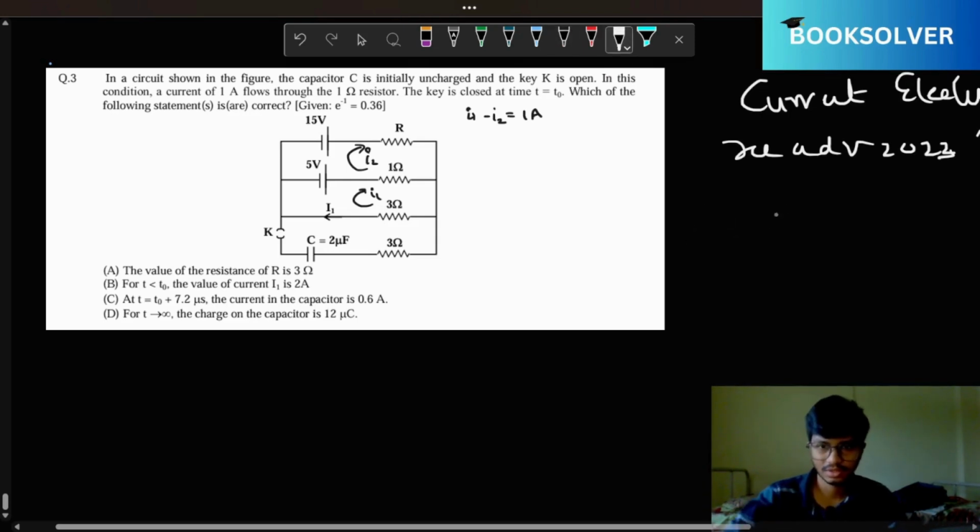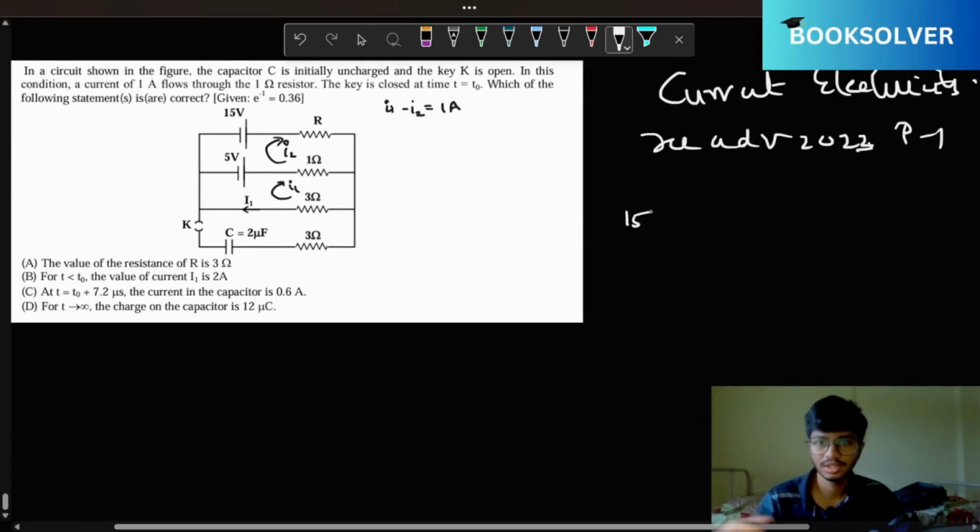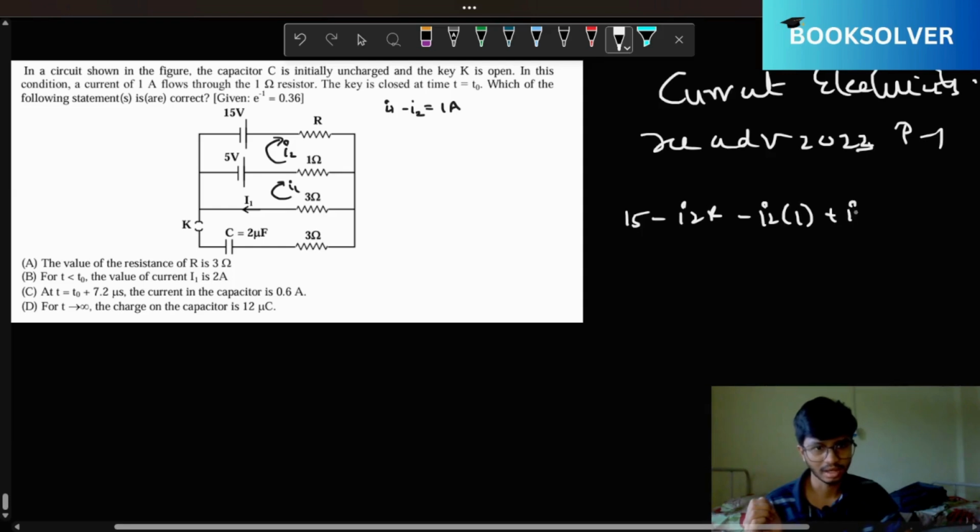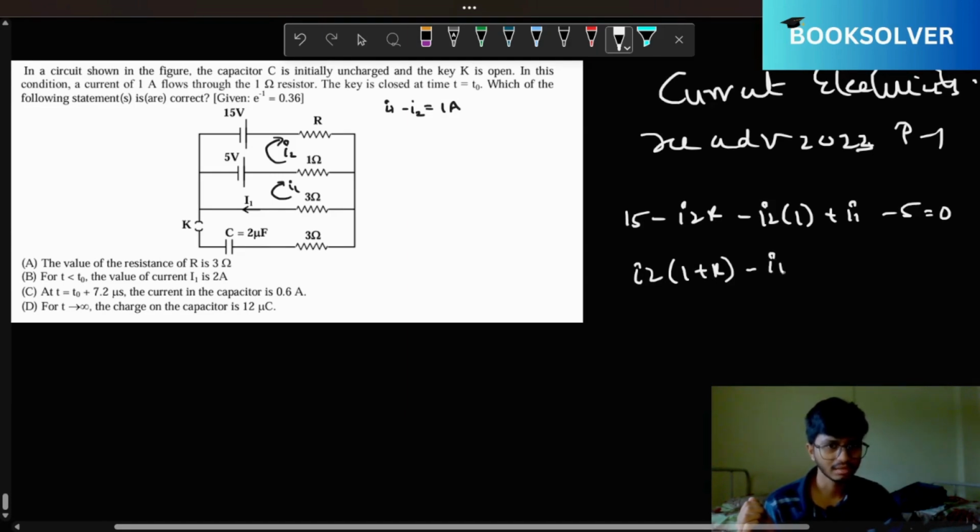Mesh analysis will give us two equations. So first of all, 15 minus I2 into R minus I2 into 1 plus I2 plus I1 minus 5 is equal to 0. So basically, I2 into (1 plus R) minus I1 is equal to 10. Equation number 1.